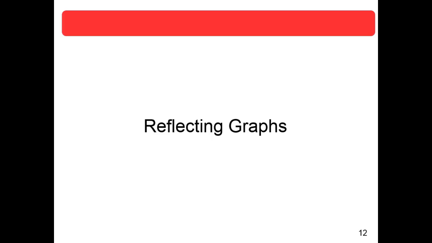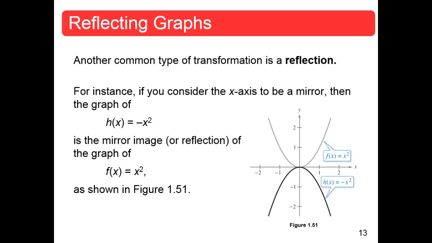Now, we're going to reflect on some graphs here, reflecting graphs. Another common type of transformation, which is also a rigid transformation, is a reflection. For instance, if you consider the x-axis to be a mirror, then the graph of h of x equals minus x squared. Now, what is being negated here? The x squared. The x squared was your y value, and you're negating that.